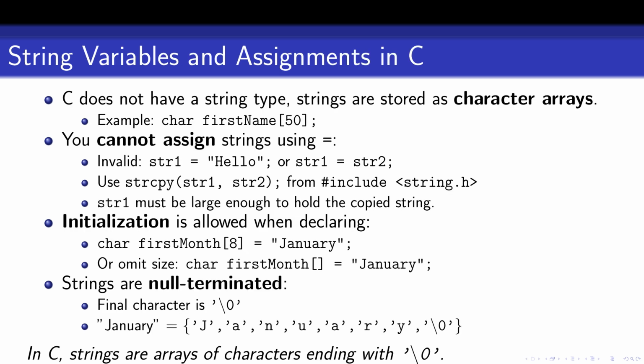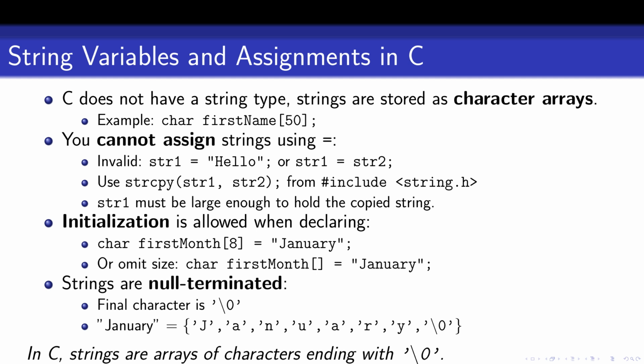In C, strings are stored as character arrays. To declare one, you define an array of char with a set size. For example, char firstName[50] declares space for a string with up to 50 characters. It's important to use square brackets, not parentheses, to specify the array size. While C treats character arrays as strings, it's not a built-in string type like in some other languages. Also, unlike numbers, you can't use the equals operator to assign one string to another or to assign a literal string to a variable after it's declared.